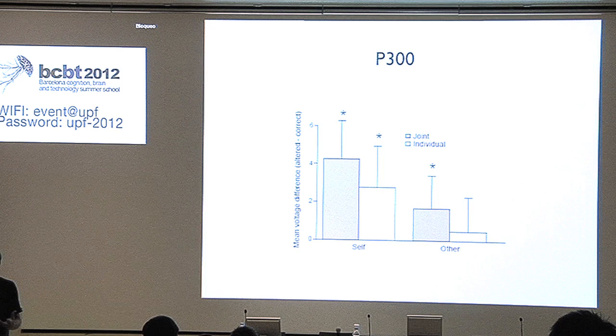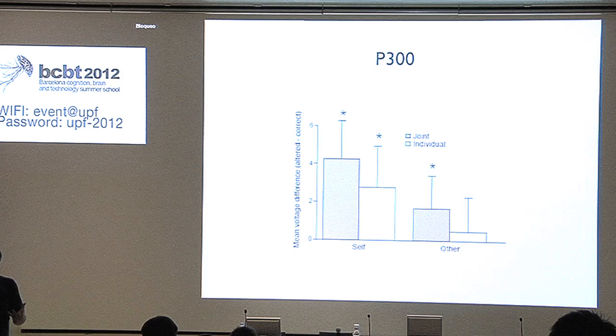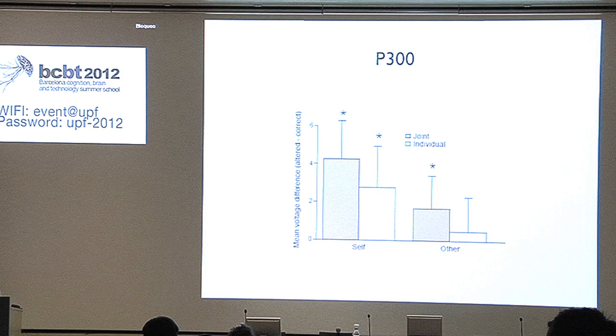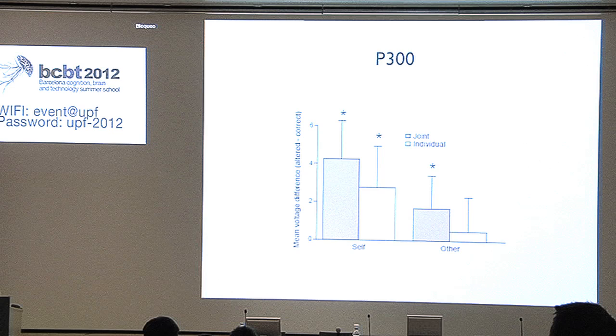outcome, which is different. The jointly produced action, especially in music in a duet, and also in highly skilled sports performance, isn't just the two individual parts. What you're monitoring here is the overall outcome of the joint action.